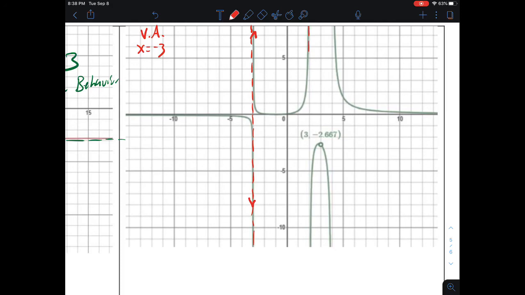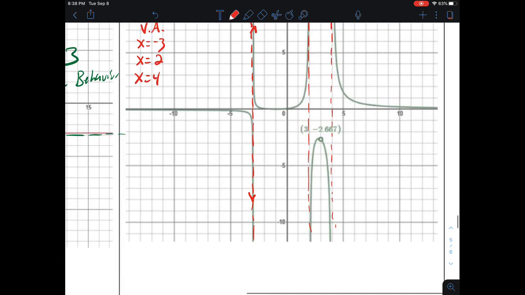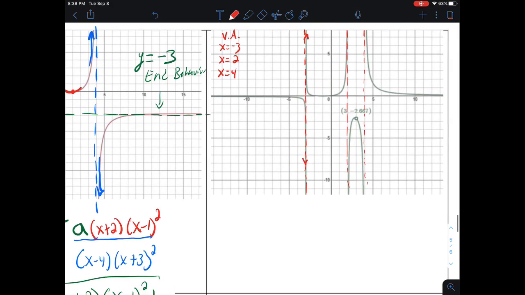The next place I see unbounded behavior is at x is equal to 2. That also goes opposite directions. So at x equals 2, we have multiplicity of 1, and it looks like there's also a third vertical asymptote at x is equal to 4. So I have my vertical asymptotes listed. What they tell me is that in my equation, I will have 3 factors: x plus 3, x minus 2, and x minus 4.